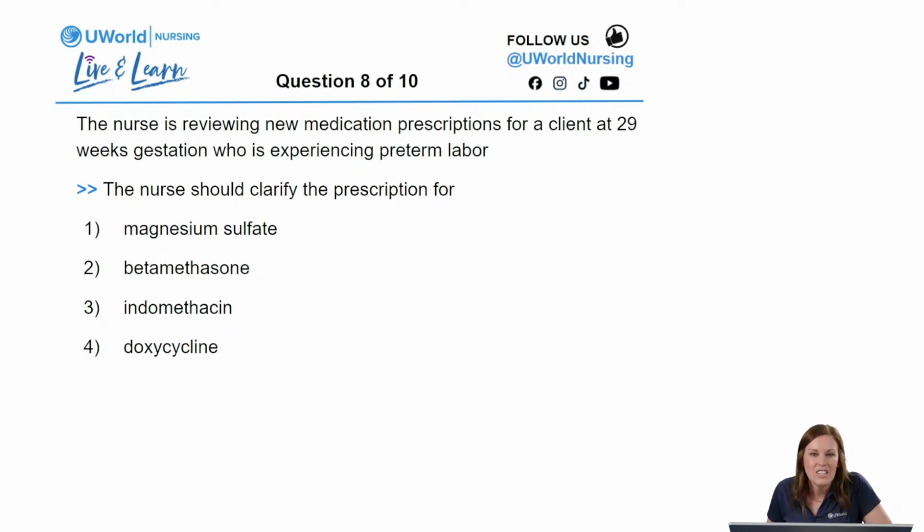Okay, the nurse is reviewing new medication prescriptions for a client at 29 weeks gestation who is experiencing preterm labor. The nurse should clarify the prescription for option 1, magnesium sulfate, option 2, betamethasone, option 3, indomethacin, option 4, doxycycline. So I got my time, and we will see what y'all think. Let us know what y'all think.